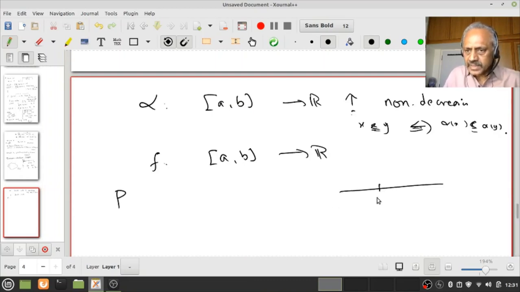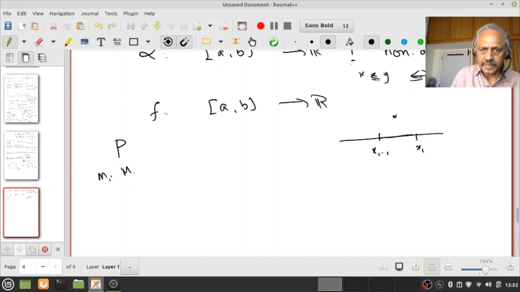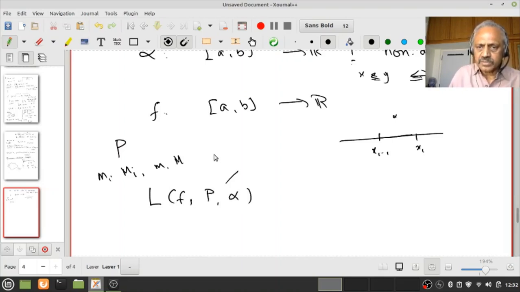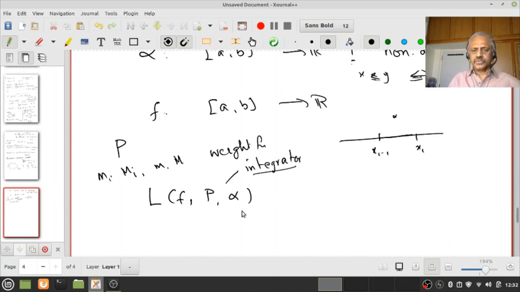Now let us look at xi minus 1 to xi. My alpha is here. Now what I want to do is, what is the length of this with respect to alpha? You are following? So I have the little mi, capital Mi, little m, capital M as earlier with respect to the partition, mi, capital Mi, etc. Now I want to form the lower sum of f with respect to the partition P with respect to this alpha. This alpha may be called a weight function or integrator, because we are going to use it to integrate something, so we are calling it integrator. It's just a name. Don't get worked up too much about this thing.